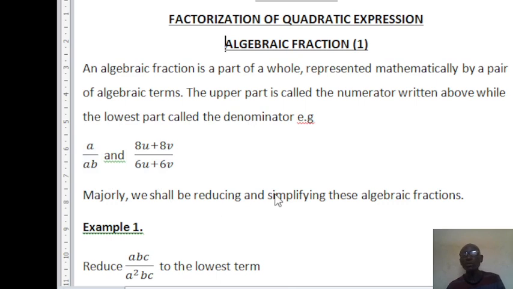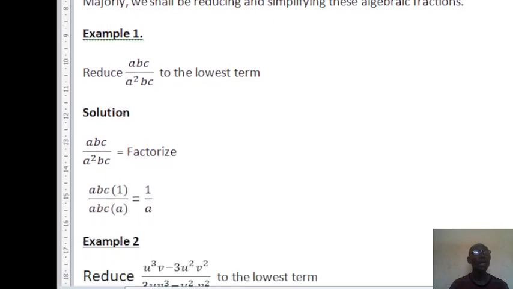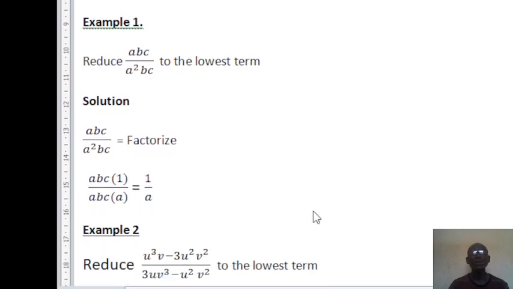Majorly, we shall be reducing and simplifying these algebraic fractions. Let's see example 1. In our example 1, we are asked to reduce ABC divided by A squared BC to its lowest term.